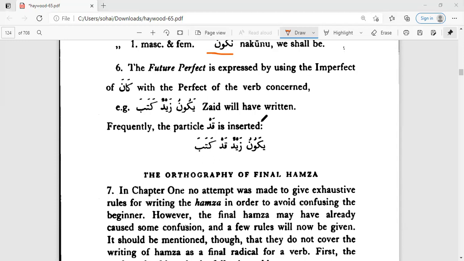Okay, let me explain this and maybe answer your question. The future perfect is expressed by using the imperfect. If you want to say, for example, Zaid will have written, you're talking about the future, but in the perfect. You don't say Zaid will write; you say Zaid will have written. The way you do it is you use the imperfect of kana, and then the perfect of the other verb: Yakunu Zaidun kataba, or Yakunu Zaidun qad kataba.